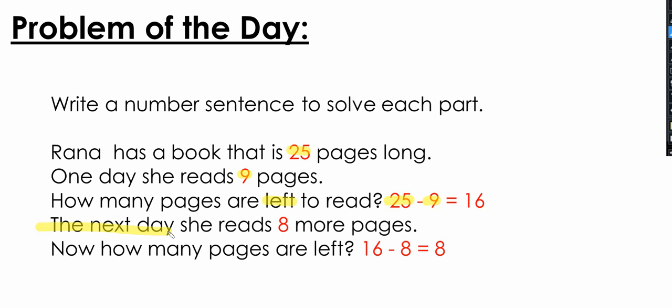The next day, she reads 8 more pages. Now, how many pages are left? So she had 16 pages left, and she read 8 more. That means we have to do 16 minus 8, and the answer would be 8.